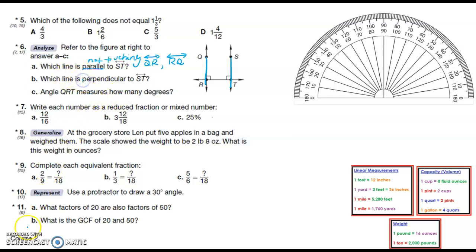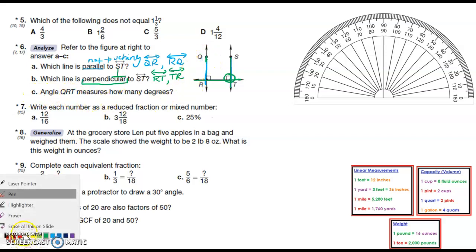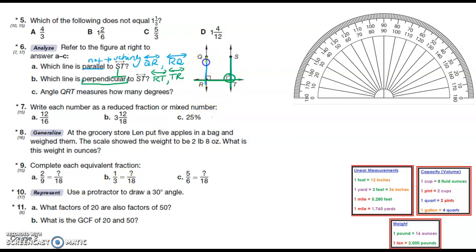Which line is perpendicular? That means it makes a 90-degree angle to ST. So here's ST, and here's a 90-degree angle that it makes with RT. So we can write RT like this, because it's a line. It goes on forever in both directions. And then C, angle QRT is how many degrees? Well, it's got this little square right here which tells us that it is 90 degrees.